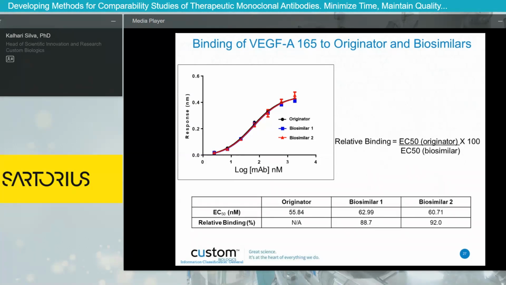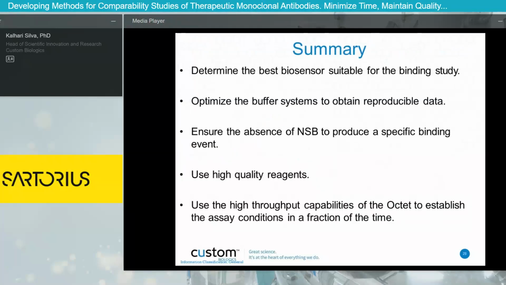To summarize, the Octet has helped us gather valuable data for a number of clients. However, to obtain reliable and robust binding data, binding assays have to be optimized very carefully, and I hope I have been able to shed some light on that. These are a few lessons that you can take home. It is important to determine the best biosensor that is suitable for the binding study.